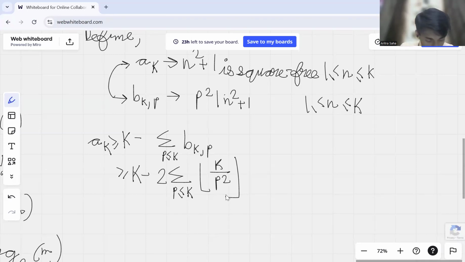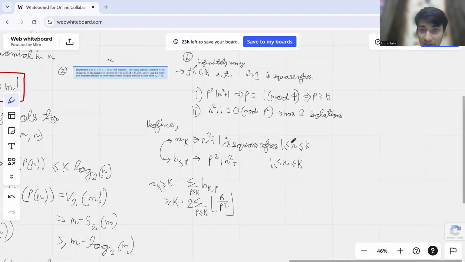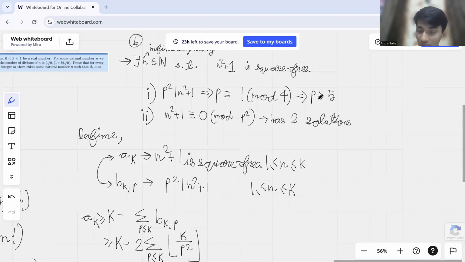Now what can you do more with this? These are just a little bit of algebra with number theory, so we have to manipulate things. Also, I want to mention P is 1 mod 4 gives P greater than or equal to 5, right?